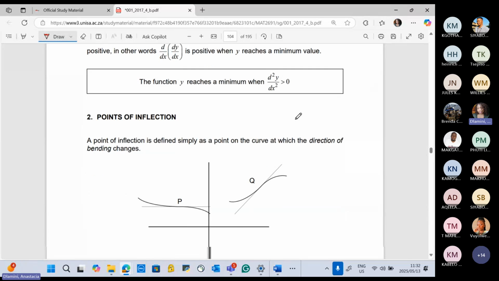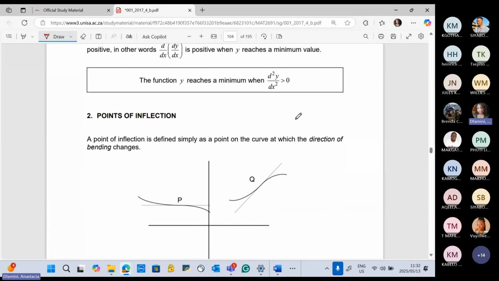Let's continue. Now, the point of inflection. What is the point of inflection? A point of inflection is defined simply as a point on the curve at which the direction of the bending changes.